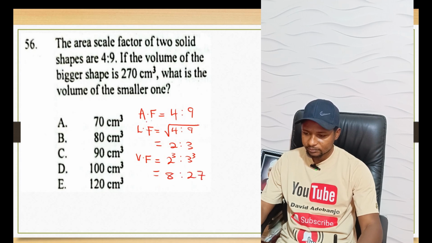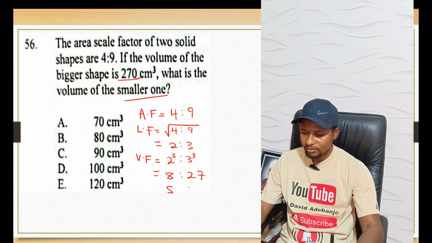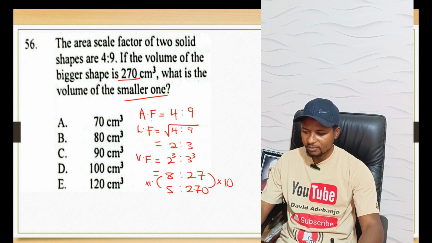What is the volume of the smaller? So we're looking for the smaller, let's call it S, if the volume of the bigger is 270. Like I said, you can use equivalent fractions, or cross multiply and turn it into algebra, but using equivalent fractions is faster for numbers like this because I'm just multiplying by 10. So my answer is 8 times 10, 80. So your answer is B.